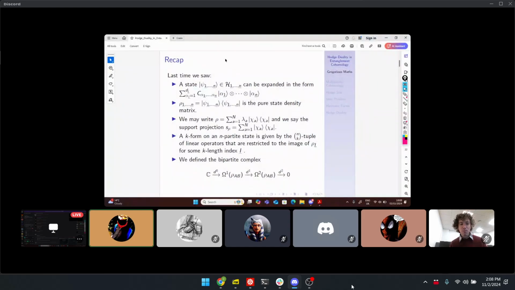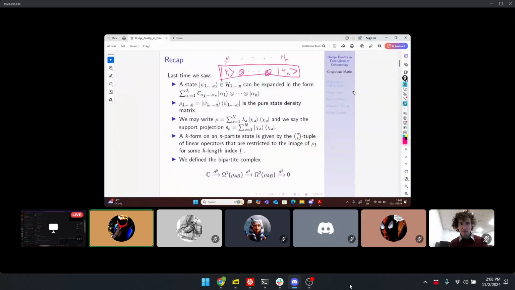Okay, so we begin with a state which is an element of an n-partite Hilbert space, and we say that a state is entangled if you can't break this up into a product of n different states. If it's not a product state, which means you can break it up into a product of this form, where each of these is in H1 up until Hn. So if we can't break up a state into this form, then it's entangled, basically.